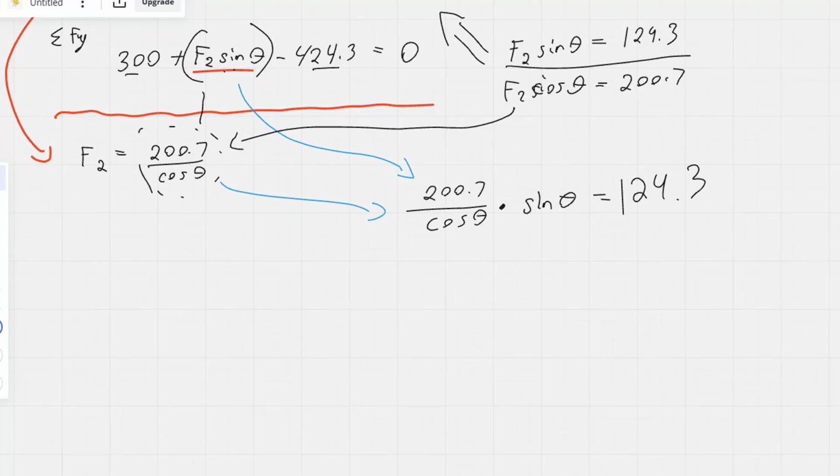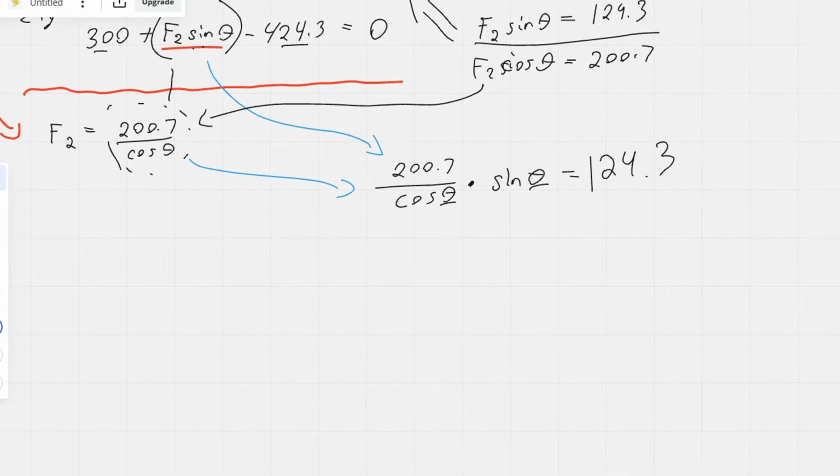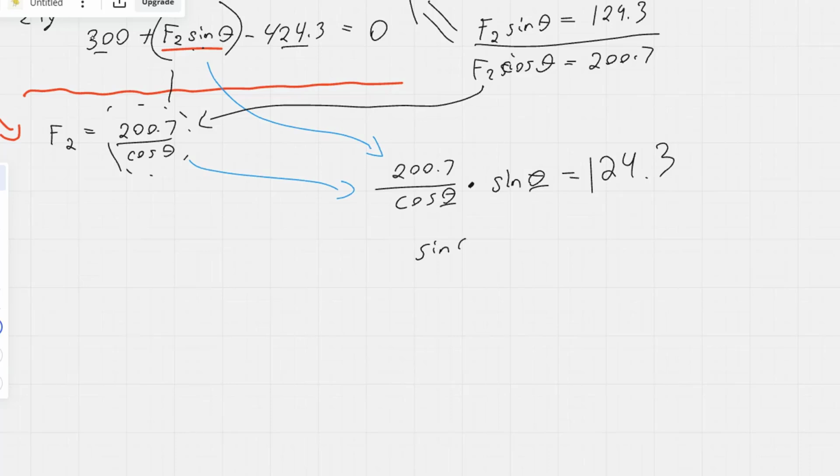So anyway, this is what we are given. So now what we have is just an equation that involves theta. And so what we can do is say sine of theta over cosine of theta is equal, when we divide both sides by 200, that would cancel out, and then this divided by 200.7. So then this converts to tangent theta. This spits out this number, 0.619.